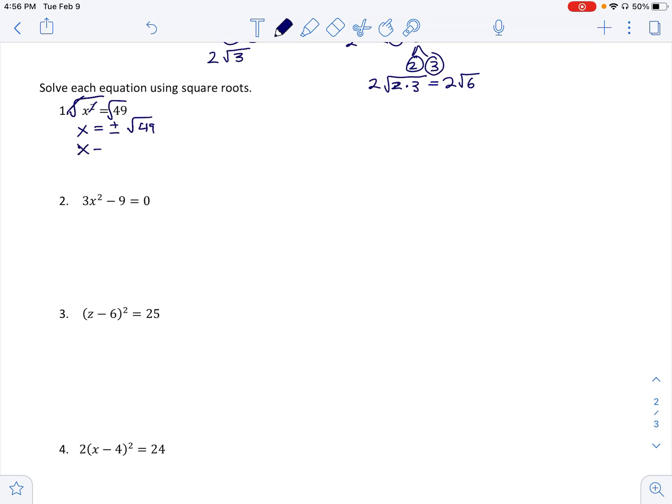So x is equal to plus or minus 7. If you put the square root of 49 in your calculator, we know that 7 times 7 is equal to 49. So the square root of 49 is 7.